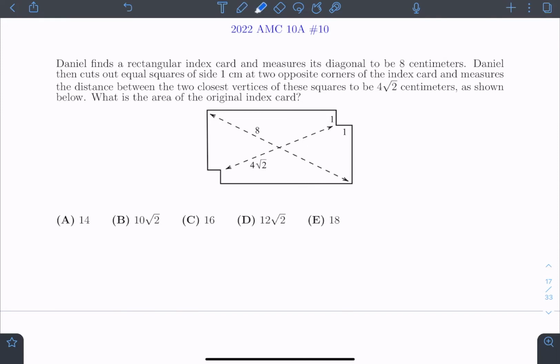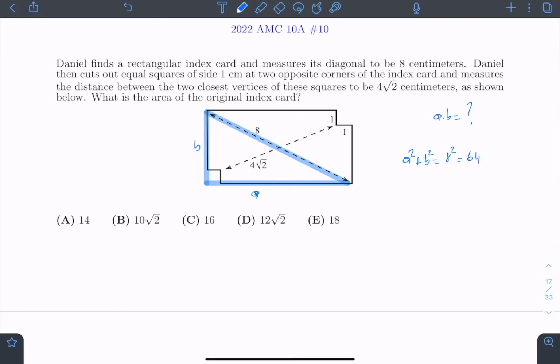Let's say the width of the rectangle is equal to B. The length of the rectangle is equal to A. We are looking for the area, which is A times B. If we apply the Pythagorean theorem, we know the diagonal is equal to 8. What we know here, A squared plus B squared is equal to 8 squared, which is 64.